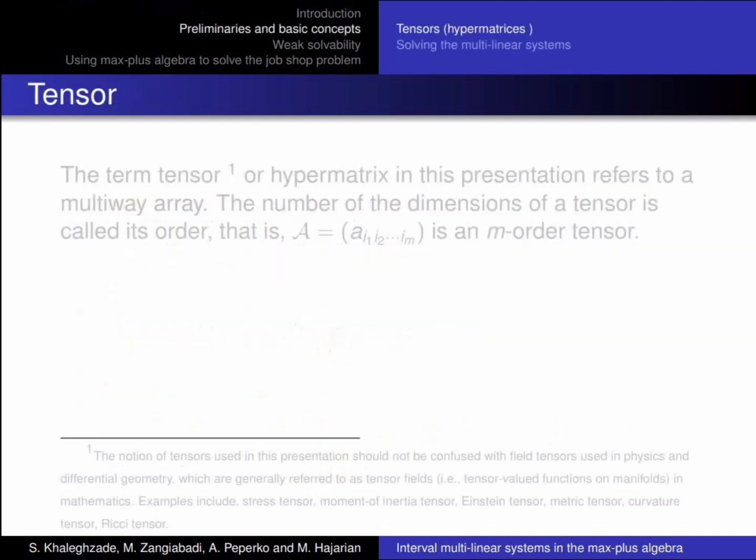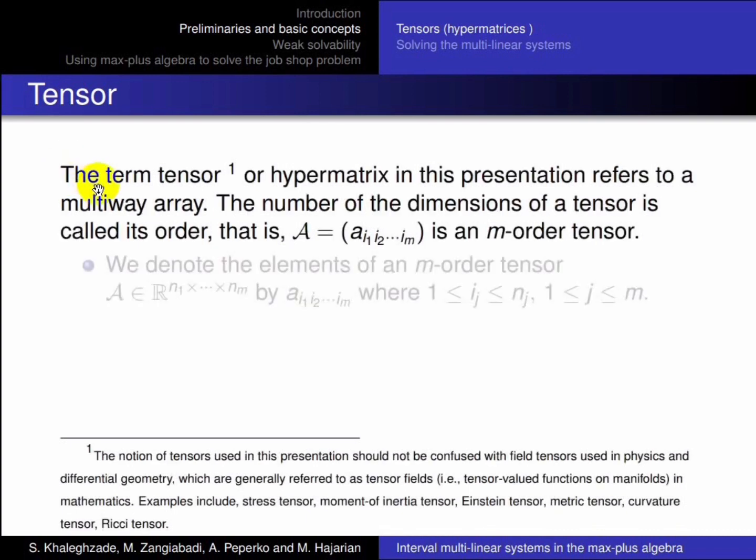Now let's move on to my first topic, which is some facts and figures. The term tensor or hypermatrix in this presentation refers to a multi-way array. Notice that the notation of tensors used in this presentation should not be confused with field tensors used in physics and differential geometry. The number of the dimensions of a tensor is called its order, that is, an M-order tensor.